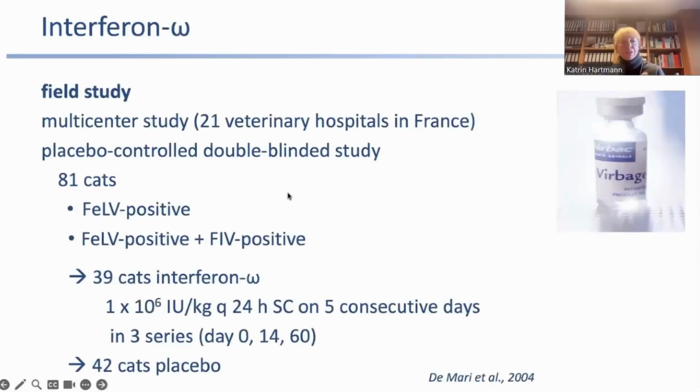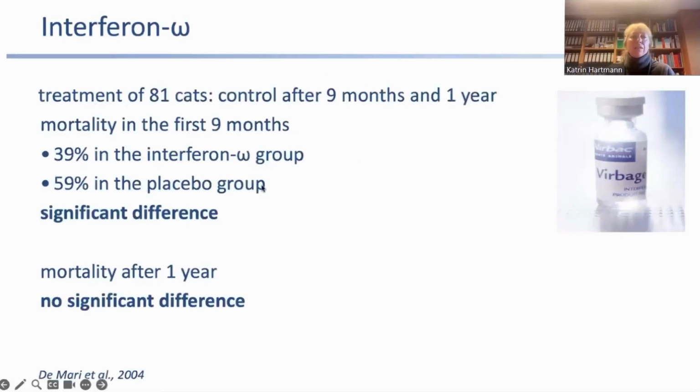Interferon, again, this was the field study that I showed you, and for FIV, they could show when they compared after 9 months the survival time, there was a difference in survival. However, when they looked after 1 year, there was no significant difference anymore. And the big question is they did not look for FIV virus load or anything. They only looked at the survival. And there's the big question, did they really treat FIV or did they treat secondary infections? I think they mainly treated secondary infections.